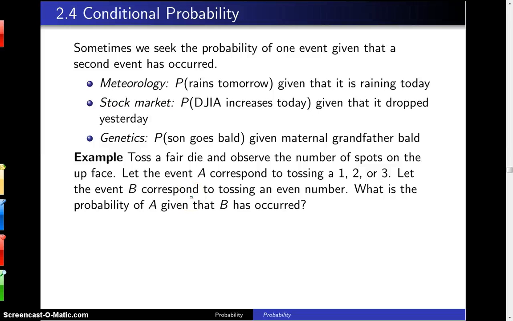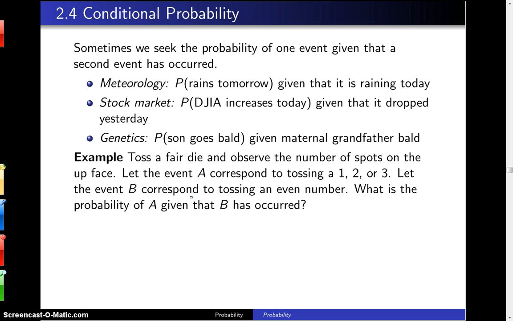This is a new section on conditional probability. Sometimes we're interested in the probability of one event given that a second event has occurred. Three quick examples in meteorology. The probability it rains tomorrow will change given that it is raining today.